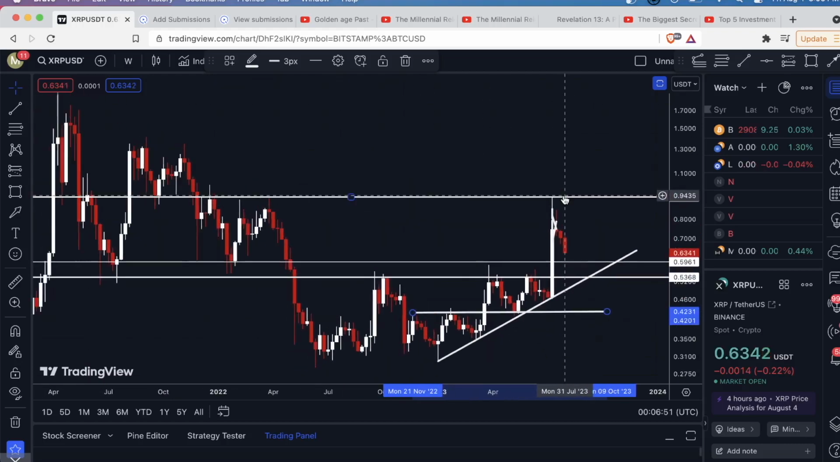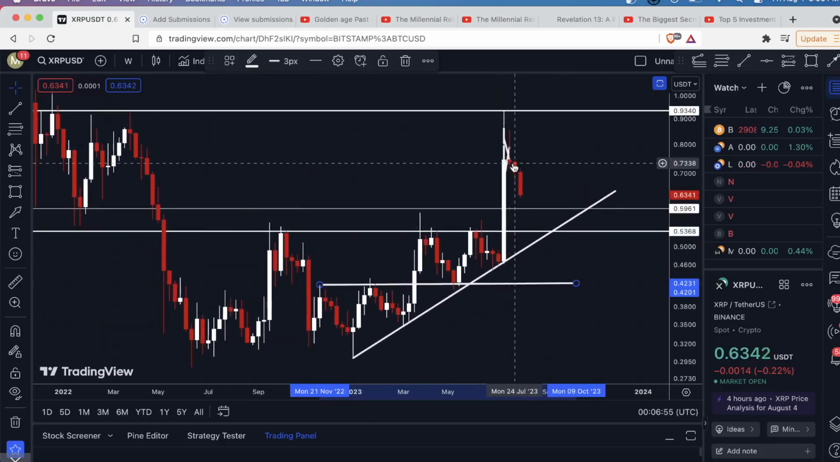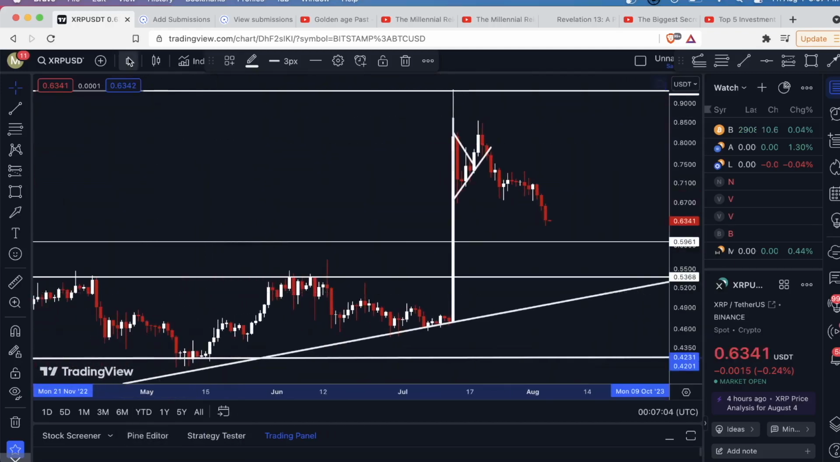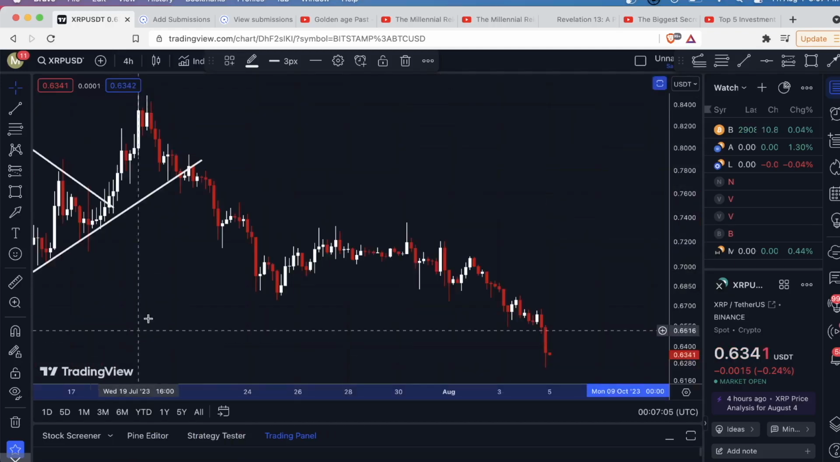Okay. So what's happening now is obviously we're retracing. So to get a better idea of what's happening here, I'm going to change the time frame. I'm going to take a look at the daily. You know what? Actually, I'm going to look at the 4-hour. Let's take a look at the 4-hour.